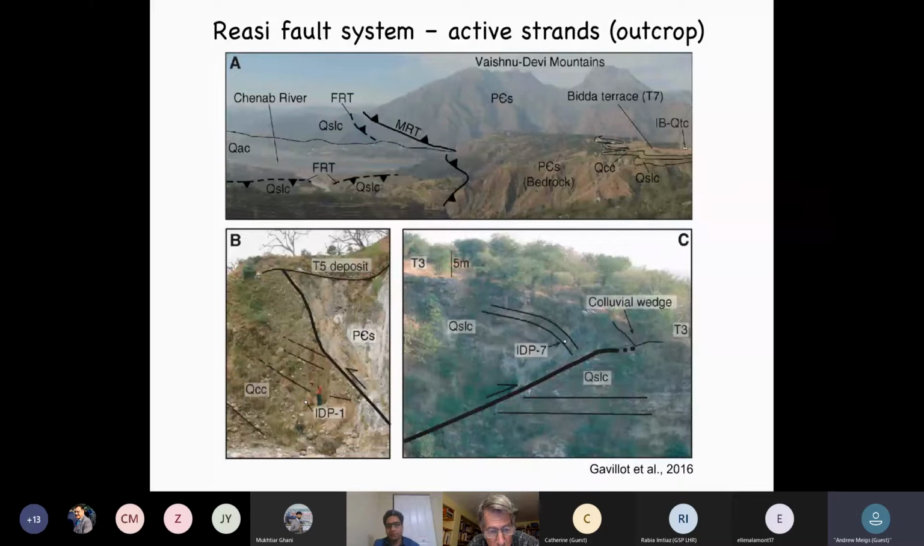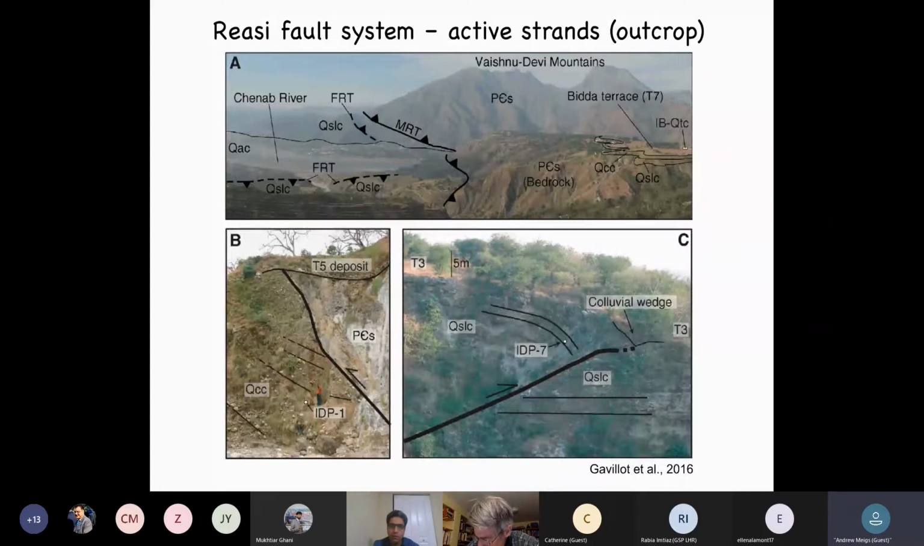And that's important because the frontal Riasi thrust, in contrast, cuts all of the surficial deposits and goes right up to the Earth's surface. Thus, the currently active strand of the Riasi thrust system is the frontal Riasi thrust. And I would be remiss if I didn't also note that there's a French group led by Professor Mounier, who has also worked in the same area. They refer to this fault as the Rain fault, but they're the same structure. You can see the literature.